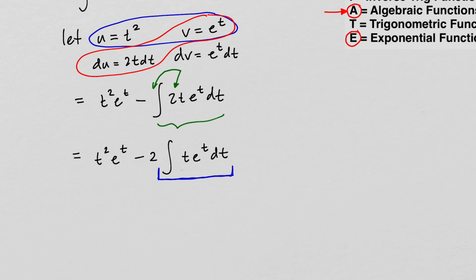And for that one, we once again have an algebraic function multiplied by an exponential function. So I'm going to let u equal t. dv will be e to the t times dt. Now du is just 1 times dt, and v is once again e to the t. So again, keep in mind, when you calculate du, you're taking the derivative of this. And when you calculate v, you're taking the antiderivative of this.